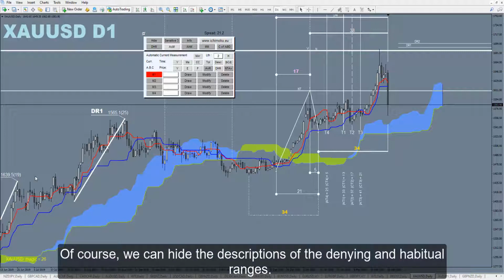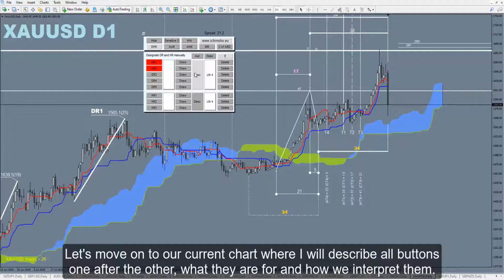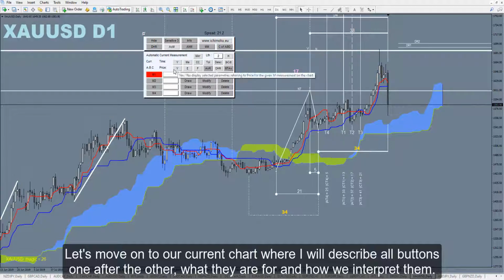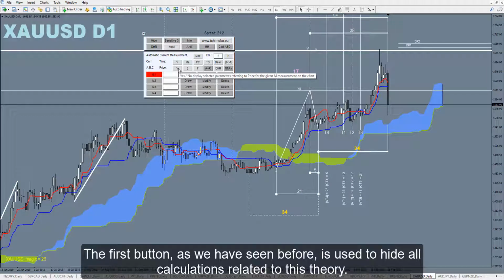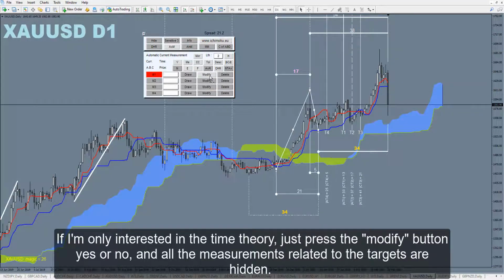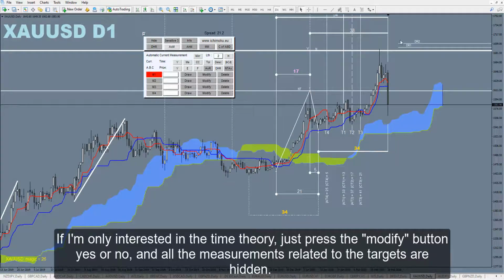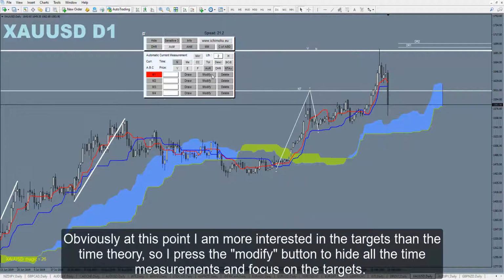Of course, we can hide the descriptions of the denying and habitual ranges. Let's move on to our current chart, where I will describe all buttons, one after the other, what they are for, and how we interpret them. The first button, as we have seen before, is used to hide all calculations related to this theory. If I'm only interested in the time theory, just press the modify button yes or no, and all the measurements related to the targets are hidden. Obviously, at this point I am more interested in the targets than the time theory, so I press the modify button to hide all the time measurements, and focus on the targets.